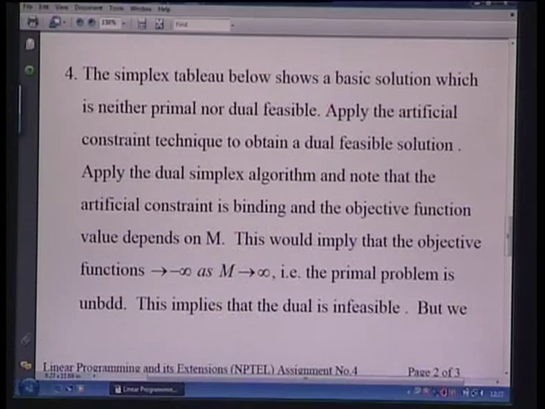So, I am asking which dual, because you applied the artificial constraint technique to obtain a dual feasible solution. So, I want you to think about what is happening here, because one way you are concluding that the primal is unbounded, but then which primal is unbounded and which dual is infeasible. So, please just make sure that you know what is happening. Okay, this problem is an exercise through that.